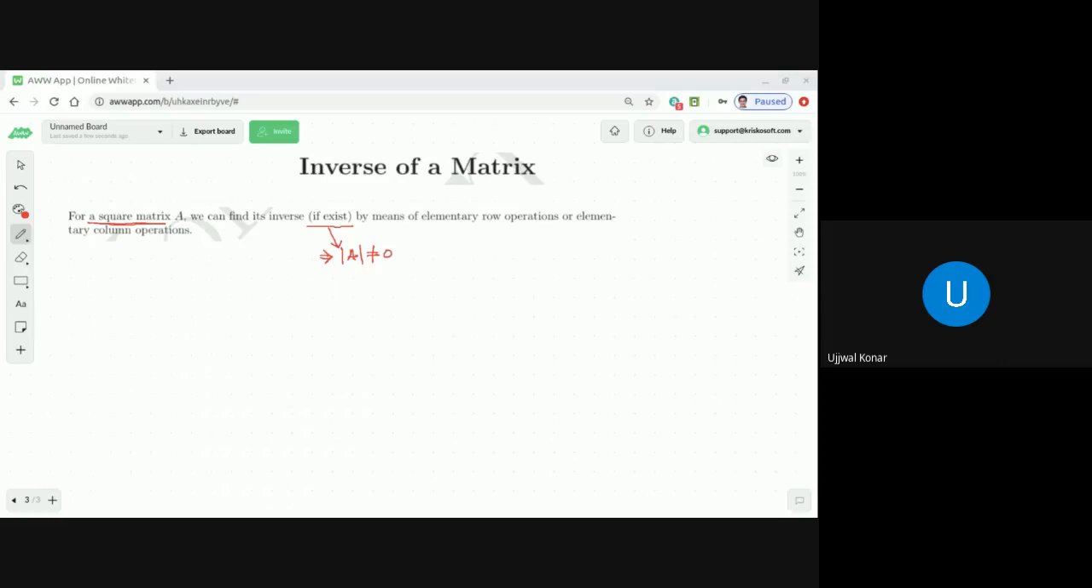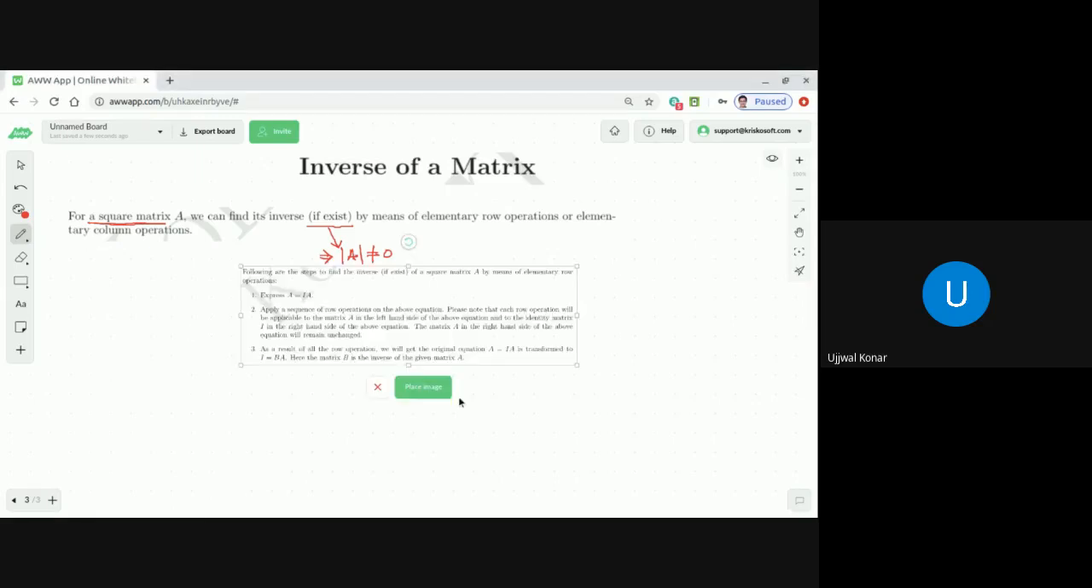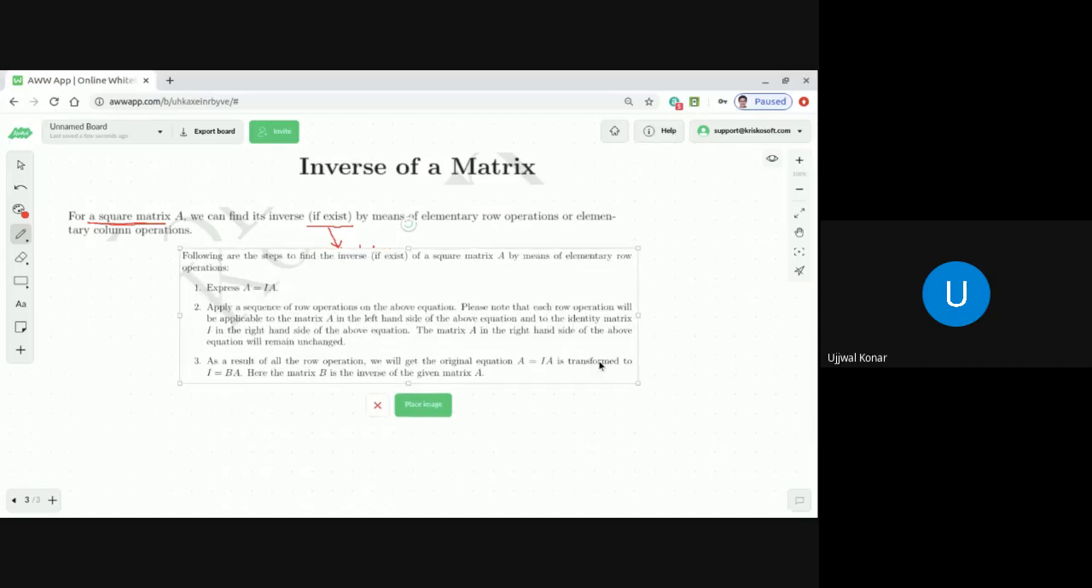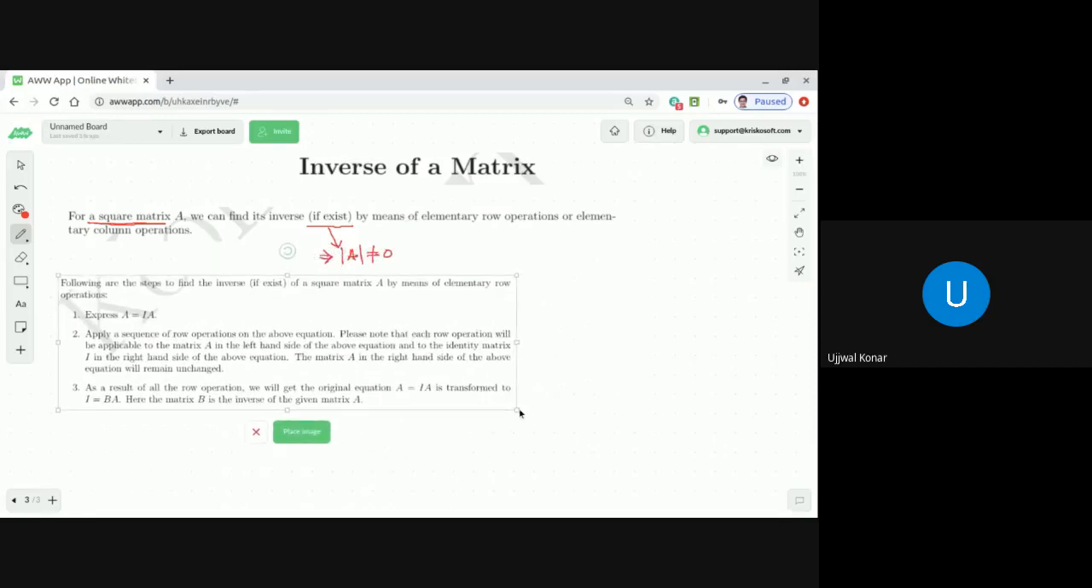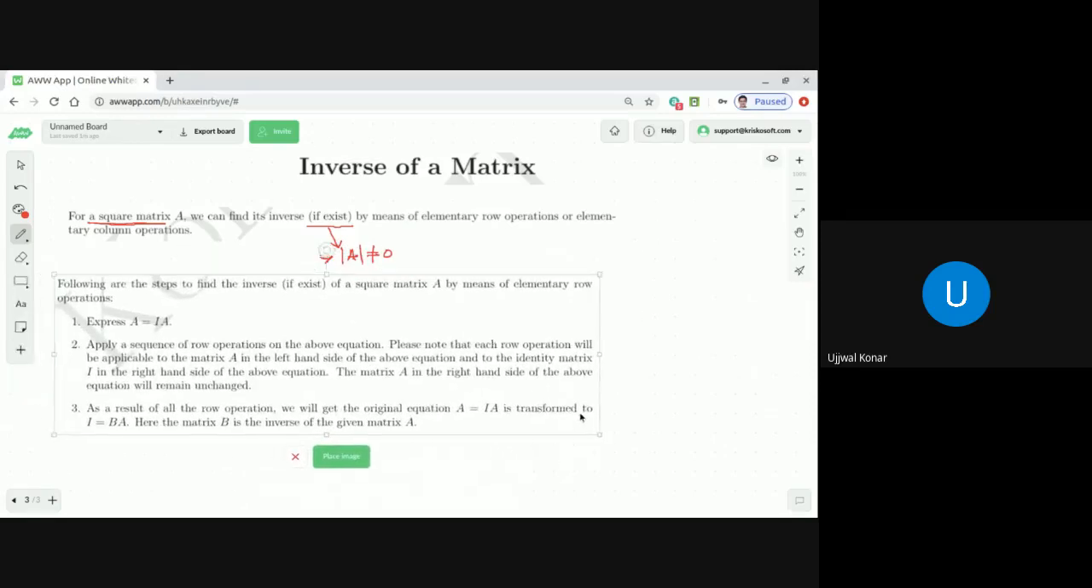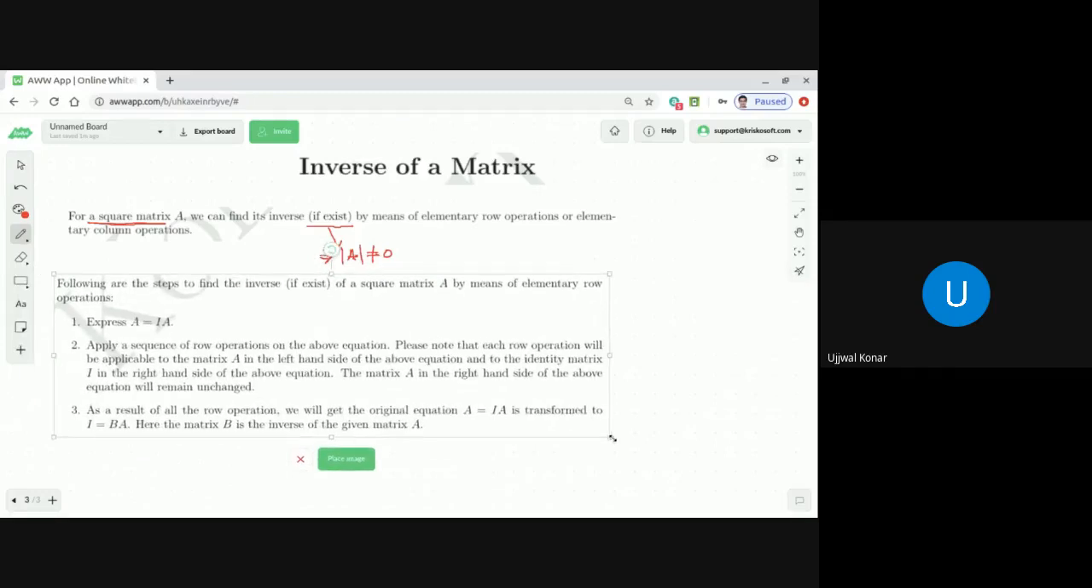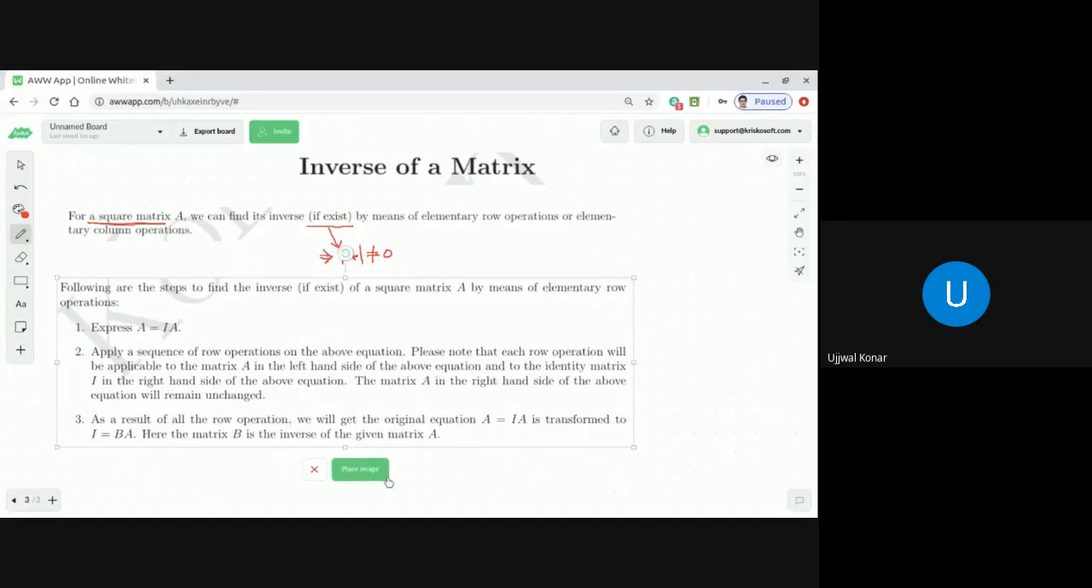We are going to execute these steps by means of real examples. So the following are the steps to be followed to find the inverse of a square matrix by means of elementary row operations. Let me first show you the notes, and then I will explain in detail, as I said, by means of an example.